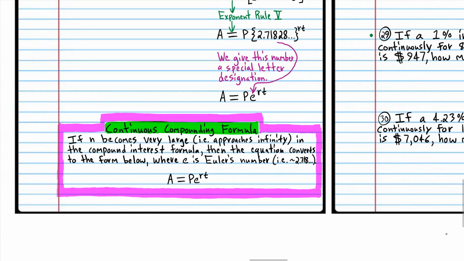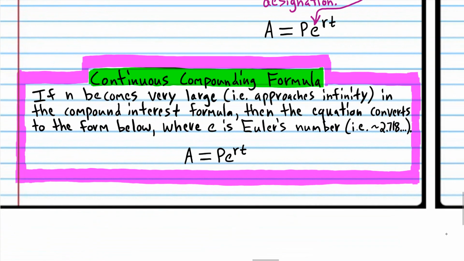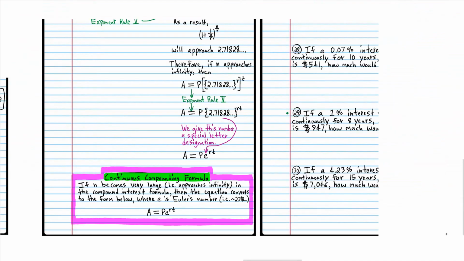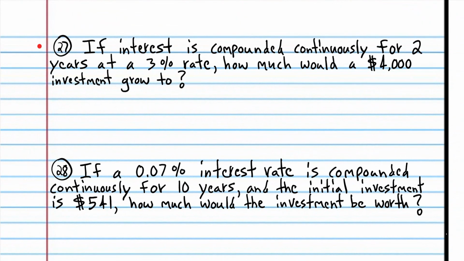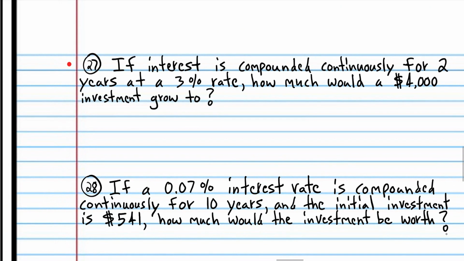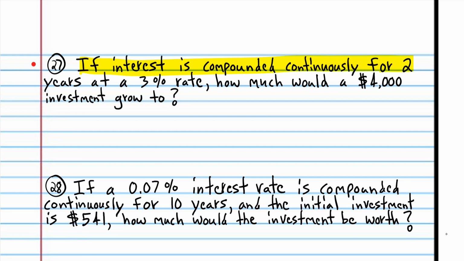That's what continuous compounding means. It's literally infinity. We don't even know the number of times we're compounding. So there's our formula, and this is an application of base e exponential expressions. We studied the loudness of sound. That was an application of base 10, and now we're going to use an application for base e expressions. It says here, if interest is compounded continuously for 2 years at a 3% rate, how much would a $4,000 investment grow to?